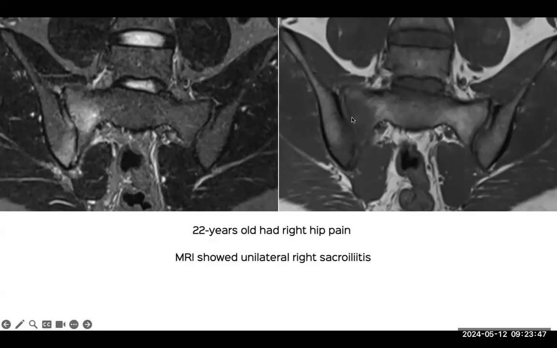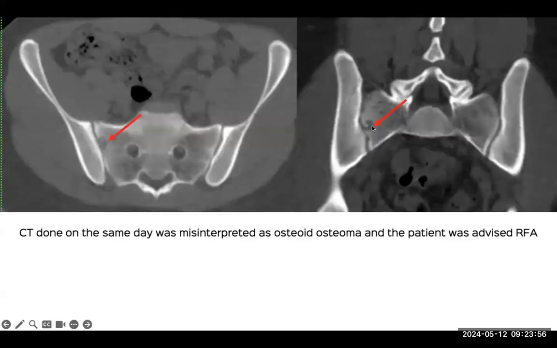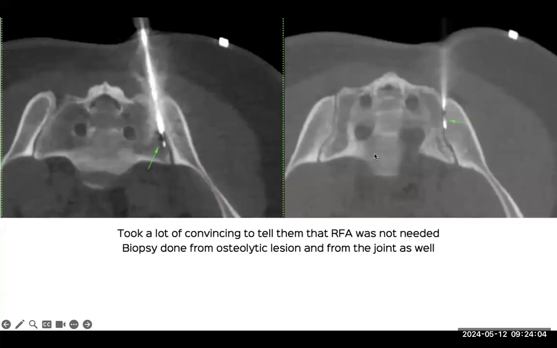You can see this focal lesion here. It is actually a sacroiliitis because there's marrow edema on both sides and a little fluid here. But this was somehow misinterpreted as an osteoid osteoma. And I can imagine how that mistake could have been made. But I mean, clearly there are erosions, and this was a sacroiliitis.